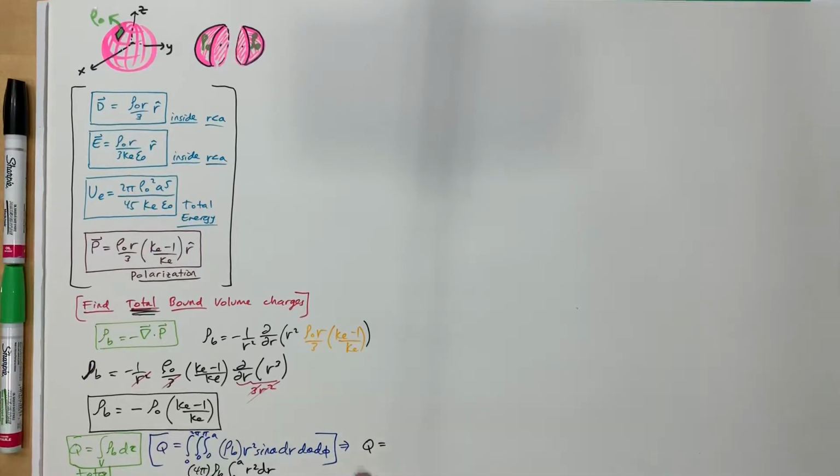So the whole thing is going to look like Q total. It's going to equal negative, because we have the negative here, rho naught, ke minus 1 over ke. And then from the integral, we have a 4 pi, and what we get from this piece here is going to be a to the third over 3. So we're going to get a to the third over 3.